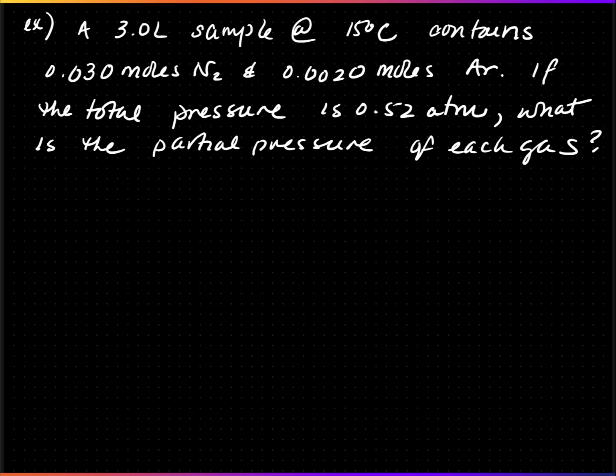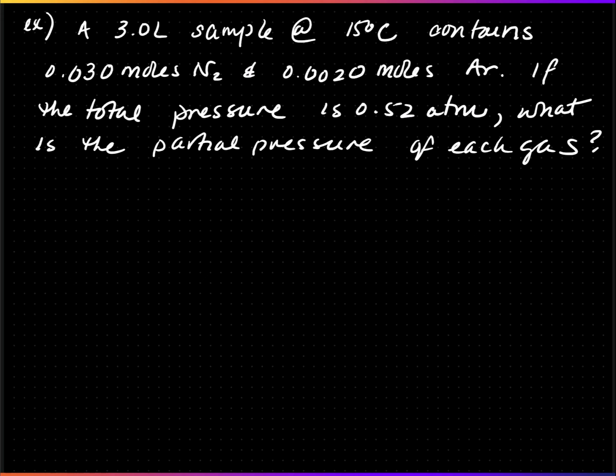0.002 moles of argon. If the total pressure is 0.52 atm, what is the partial pressure of each gas? So there are 2 ways to solve for this. If you identify all the variables, you'll notice there is one variable for each. So the gas law we will be using here is the ideal gas law. We could use the ideal gas law, or we could use mole fraction.